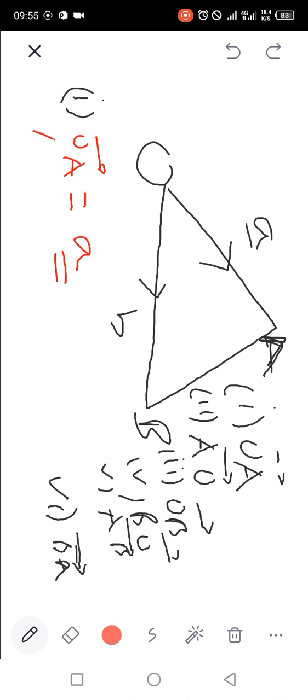Number 2, AO. Why negative A? Very good, because we are going backwards in the opposite direction.